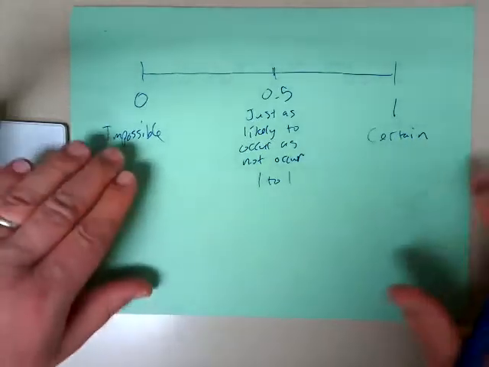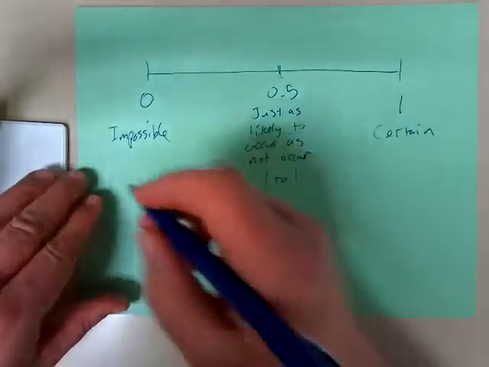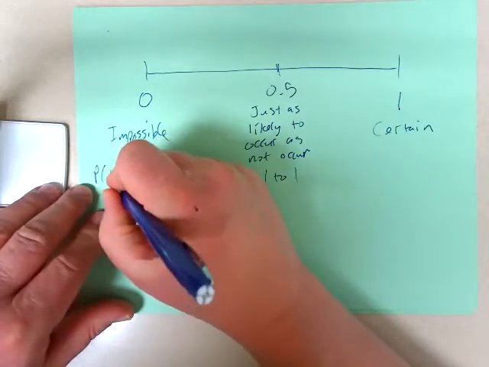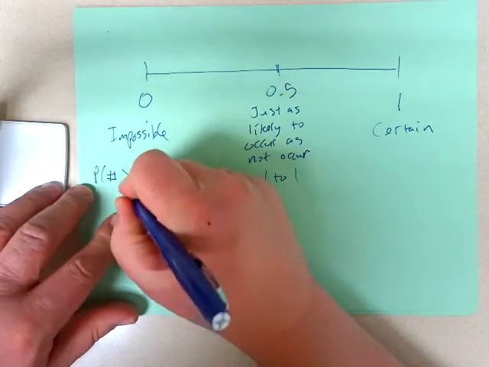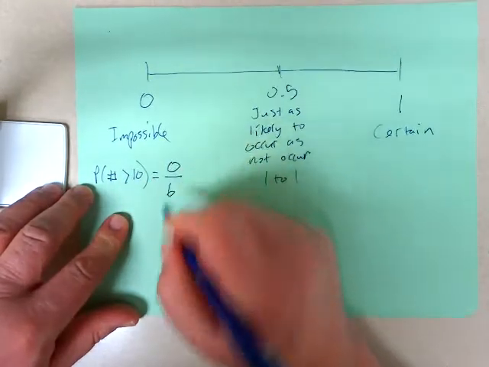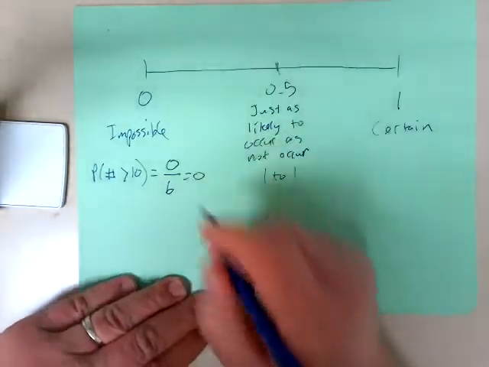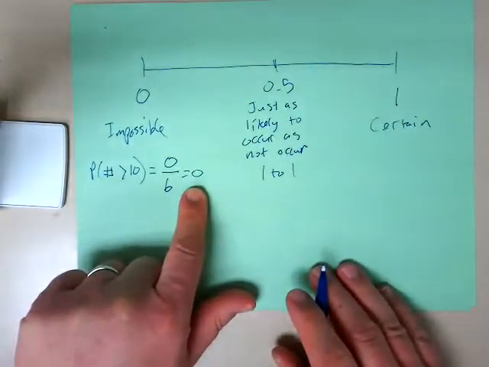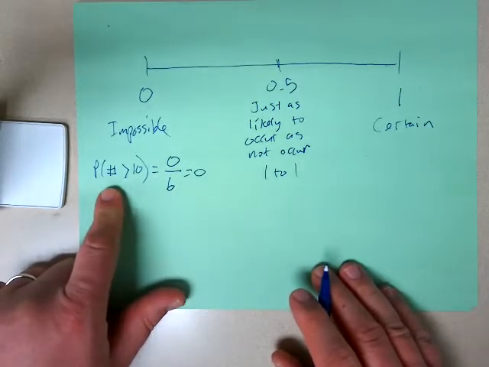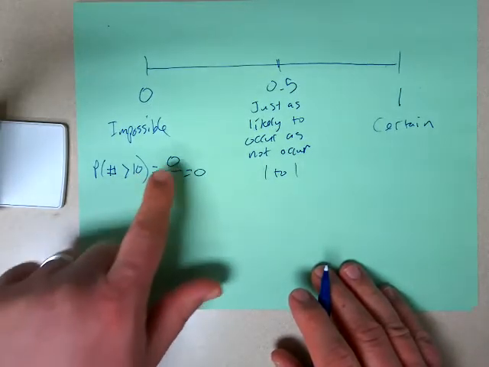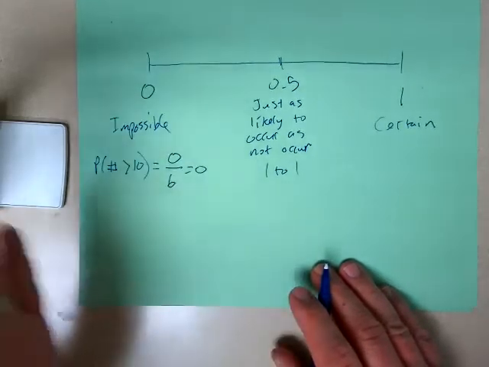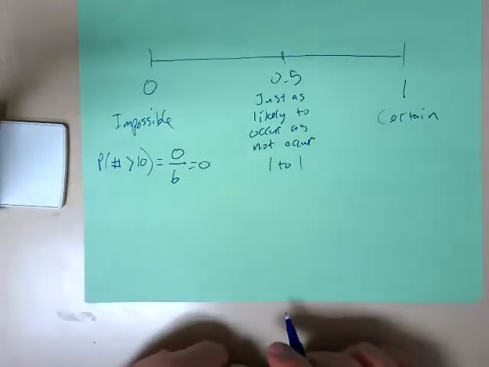So let me give you an example of an impossible event. If I was thinking about rolling a 6-sided dice, and I want to know the probability that the number is greater than 10, well, 0 of the 6 outcomes are greater than 10. So the probability is going to be 0. The way that you get a probability of 0 is that none of the outcomes are in the event. And so it doesn't matter, I could roll the dice all day long, I'm not going to get a number greater than 10.